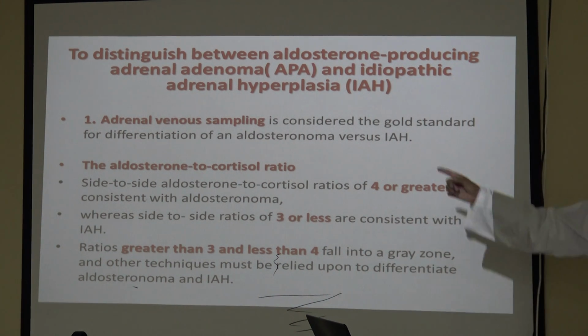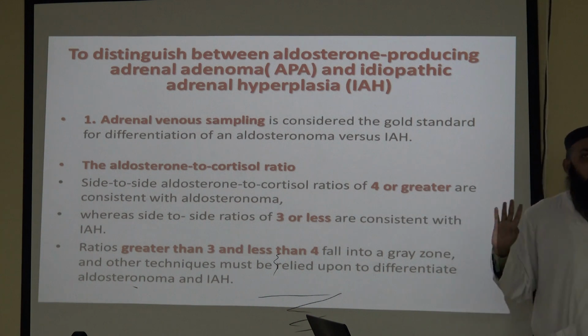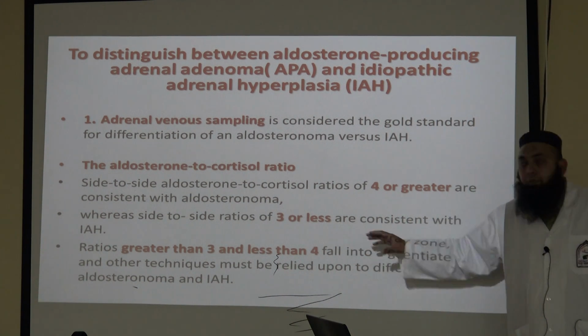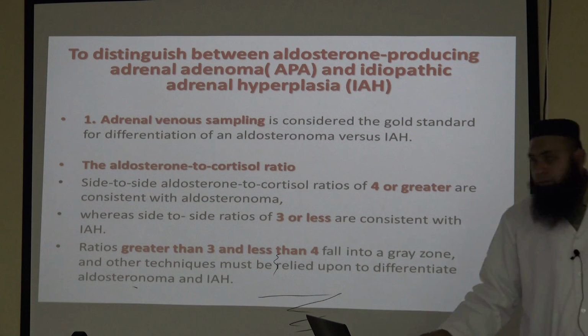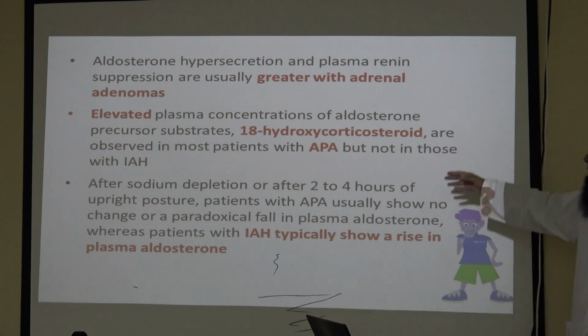So you take a sample from the adrenal vein. You look for aldosterone and cortisol and you do a ratio. Ratio means divide. If 4 or greater, it is adenoma, tumor, aldosteronoma. If the ratio is 3 or less, this is hyperplasia. Hyperplasia means it's not a tumor, this is hyperplasia of the adrenal. And if it is between 3 and 4, then it is a gray zone. Gray zone means in between. Then what will you do? You will do other things.